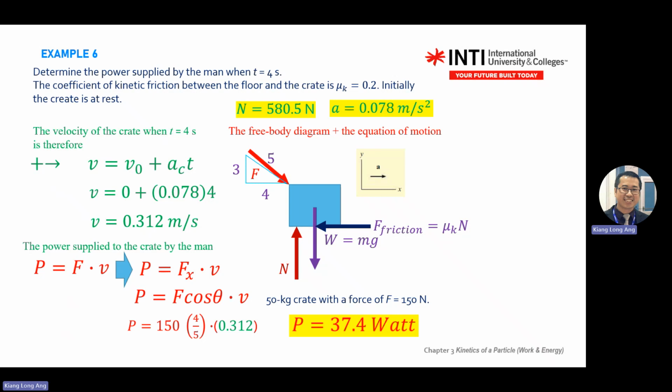Okay, remember the unit. If you calculate and then give me only a number, you only get half of the marks. Let's say the answer is 2 marks. If you are without the unit, you only score 1 mark.